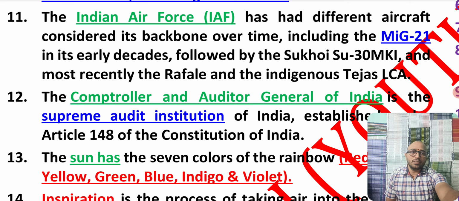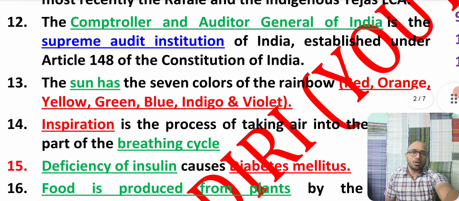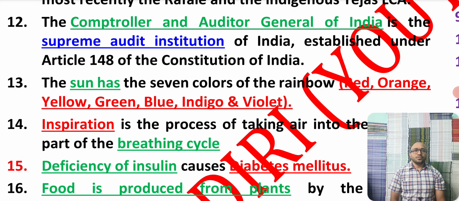The Comptroller and Auditor General, as you can see, is the Supreme Audit Institution of India as per Article 148, who does the audit of all the institutions.